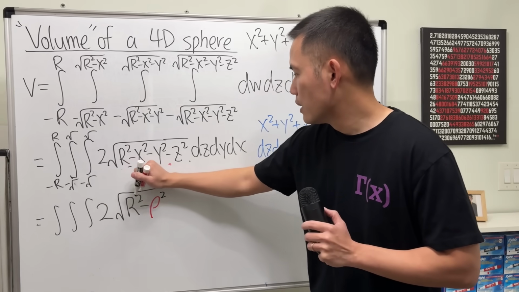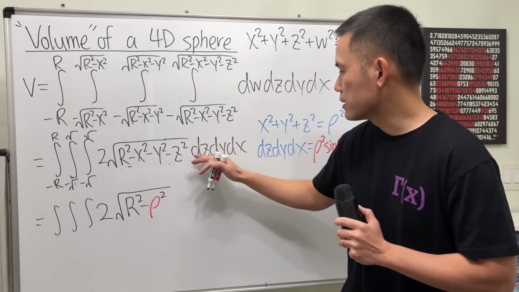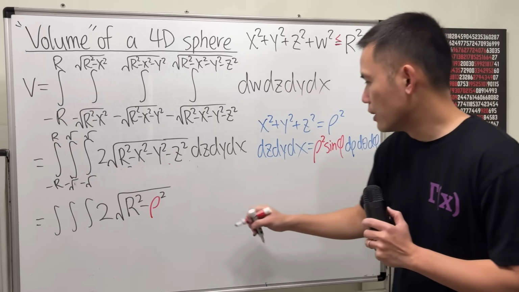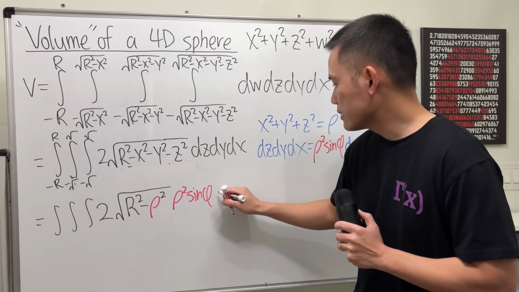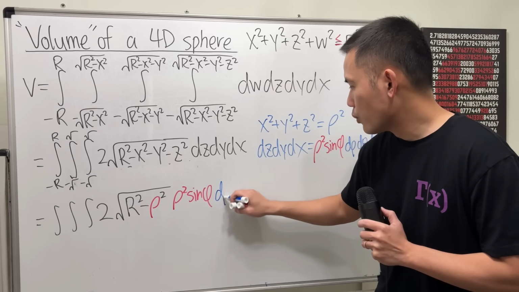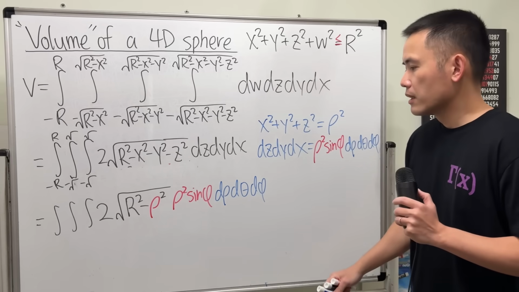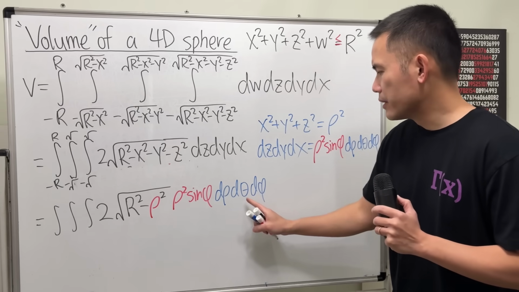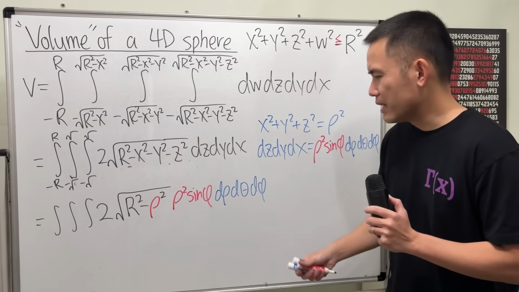And then on the outside here, we have all these things, which I will just write down. We need the rho squared sine phi, and then let's do the differential in the order of d rho, d theta, d phi. I find it super common that people put d phi right here first and then d theta at the end. Technically, it doesn't matter.